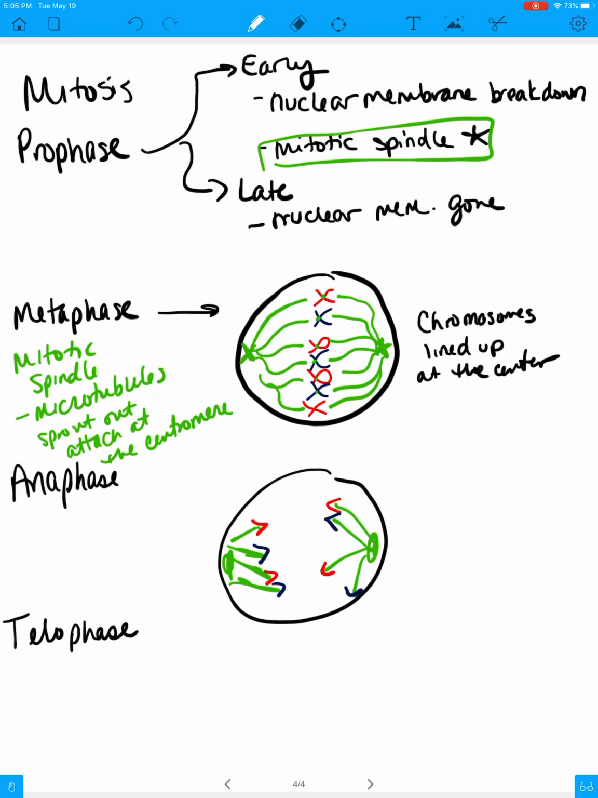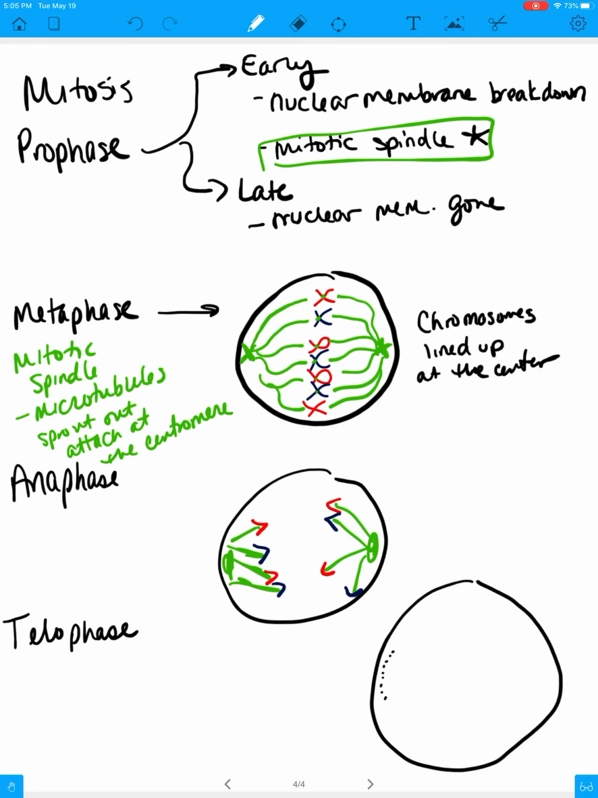Okay, and they are going to migrate to opposite ends of the cell. Sometimes they say to opposite poles of the cell. All right, and so as we get to our last phase right here, we have what's called telophase. And let me draw that a little bit bigger over here.